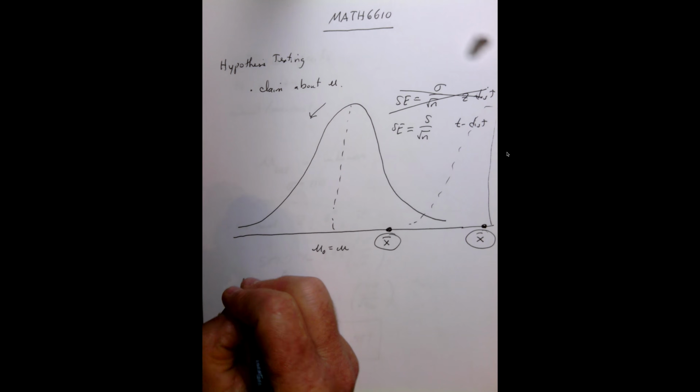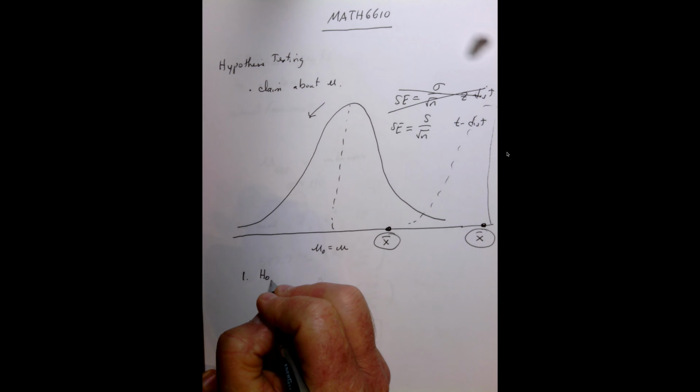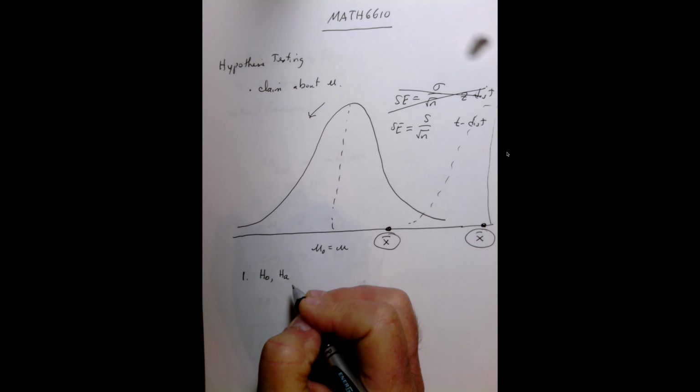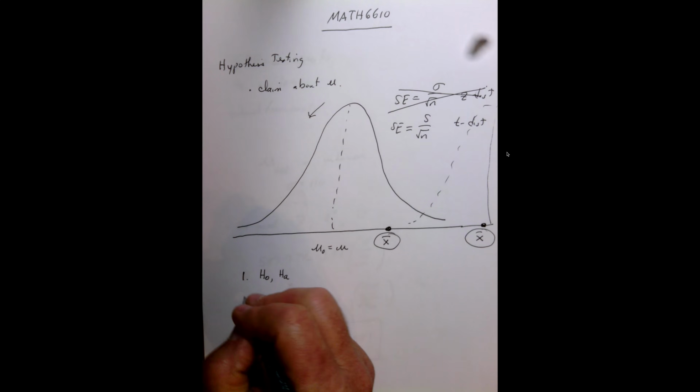Now, for the most part, there are 5 steps. The first step is to state your null and alternative hypotheses, what you formally want to test.